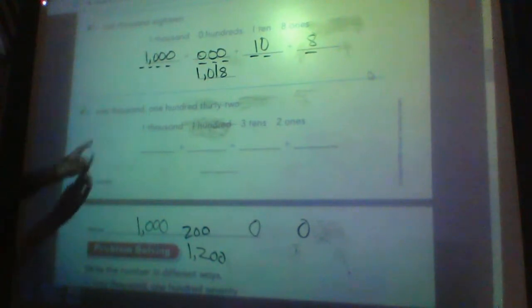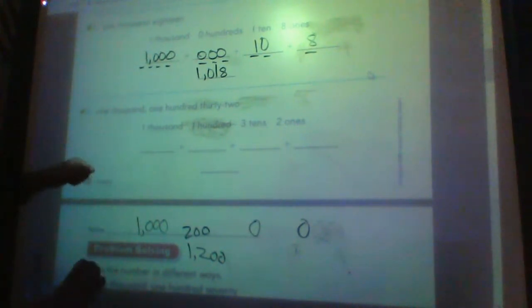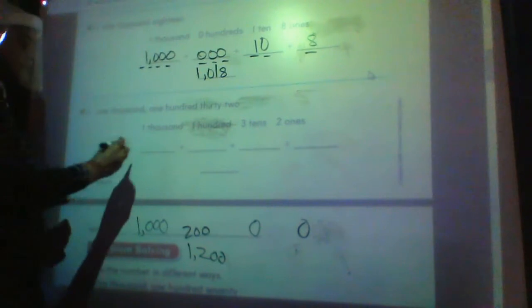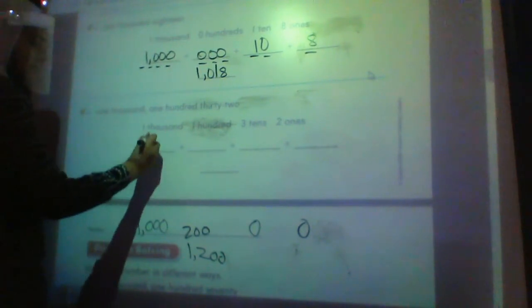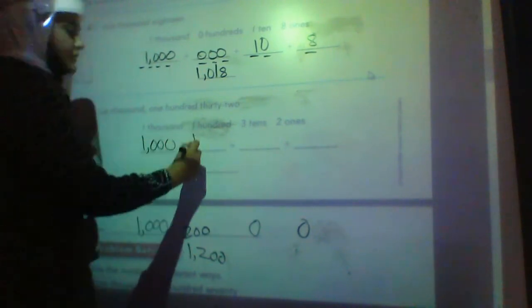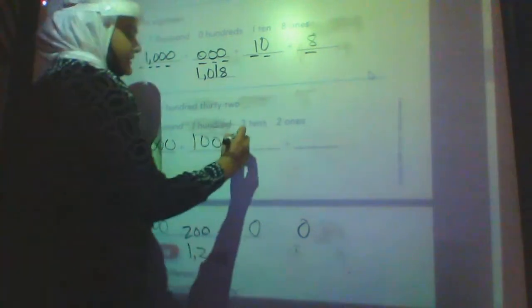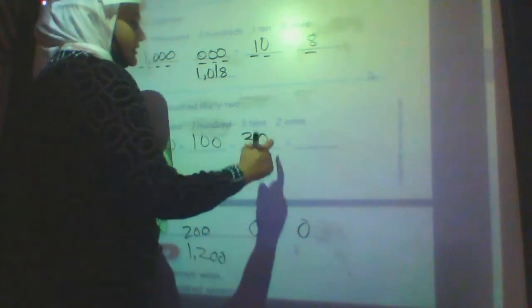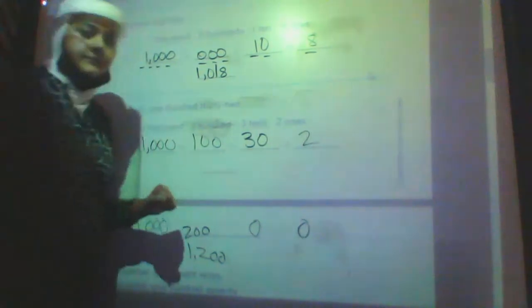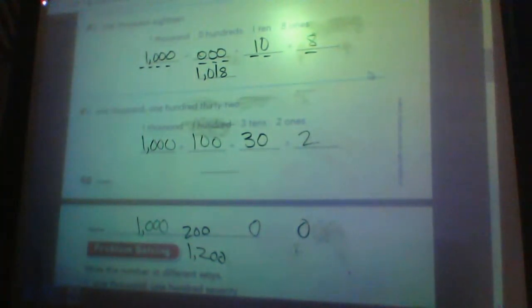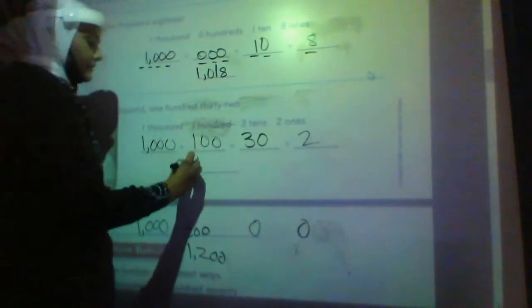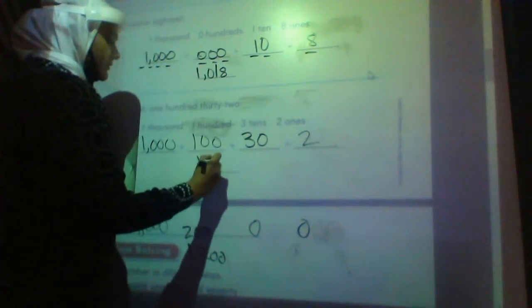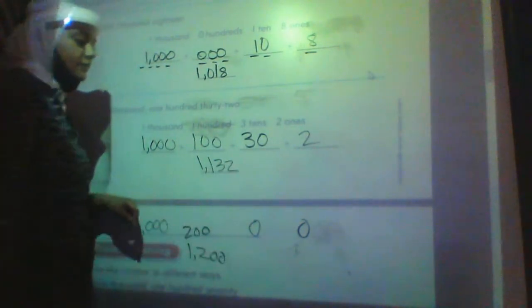Very good. Number 3, 1,132. 1,000, that means we're going to write 1,000. 100. 3 tens is the same as 30, and 2 ones is 2. So that is 1,132.